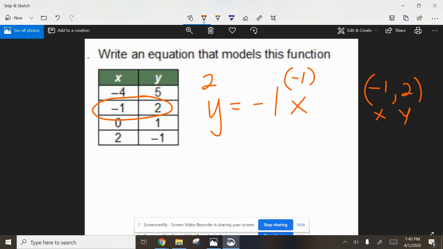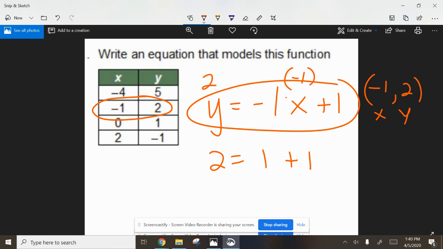Read the sentence for me. If this is a language arts class, does 2 equal negative 1 times negative 1, which is positive 1? Does 2 equal 1? No, that's a false statement. That does not equal it. How can I make 2 equal 1? If I plus 1, and that's my final answer. All right? A little confusing, but you guys can handle that. That's not a big deal.